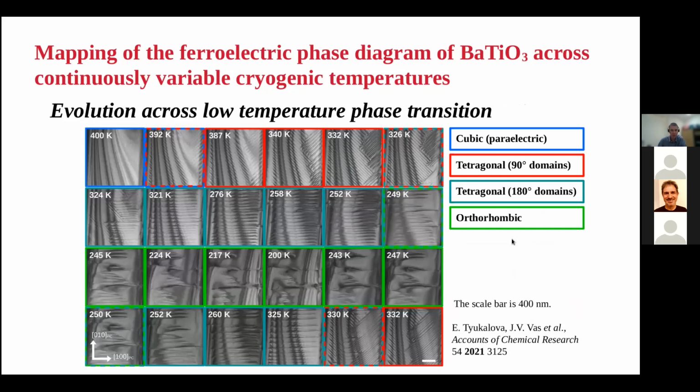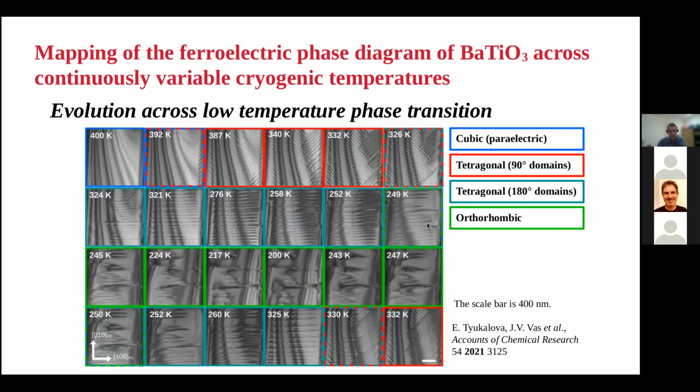So, as I said before, we want to study the evolution of the domain structure when we look at the low temperature phase. We have four colors on this slide. We start with the high temperature phase, which is a cubic phase, and then we go into the tetragonal phase, where we have the two domain structures, the 90-degree and the 180-degree domain structure. We clearly see the transition that happens at 360 Kelvin for this specimen.